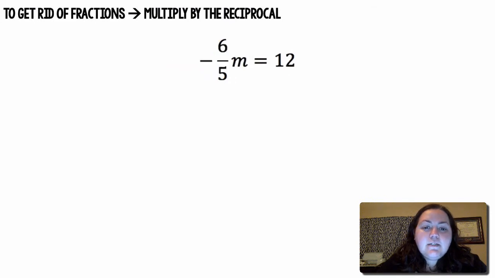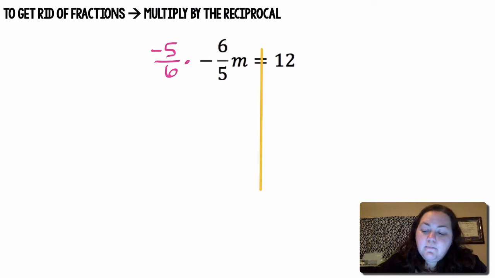So I have negative 6/5 m equals 12. I want to get rid of that fraction in front of the m. So I'm going to multiply by the reciprocal, which means I'm going to flip that fraction over. So I had negative 6 over 5, and when I flip it, I get negative 5 over 6. It doesn't really matter where you put the negative, in the top, in the bottom, or out front. I like to keep my negatives for fractions in the numerator.